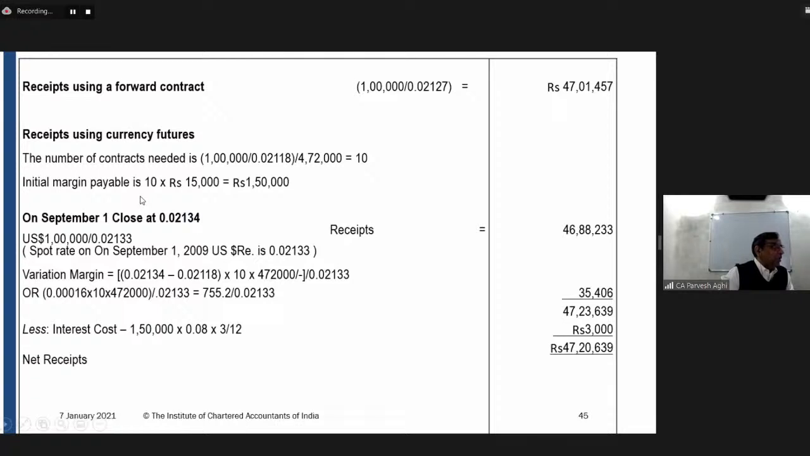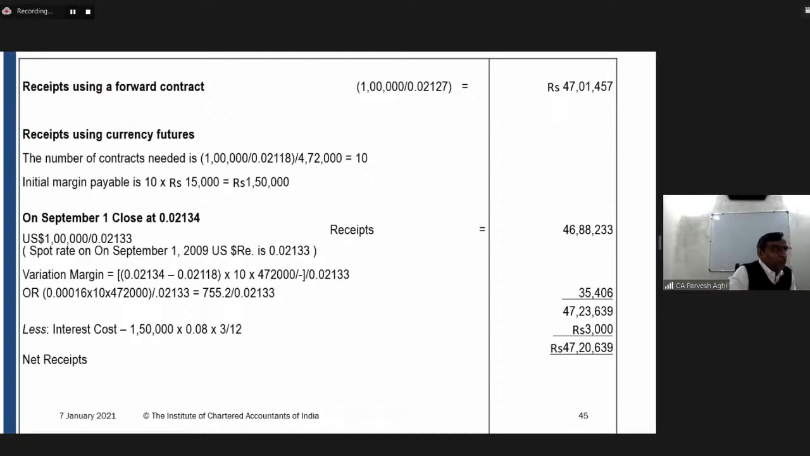Interest on margin payable is 1,50,000. On September 1, the market closed at 0.02134. This was the futures closing, whereas the spot closing was 1 lakh divided by so much. So this was basically the spot rate. Which means on September 1, he's going to get his money from the importer, at the spot rate. If you do that, he will get 46 lakh 88,233. This is the money which he has got from this customer, $1 lakh. He goes to the bank and the bank gives him the rate of 0.02133, so he gets 46 lakh 88,000.